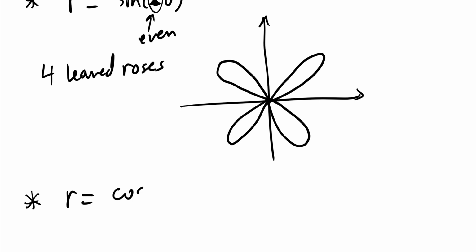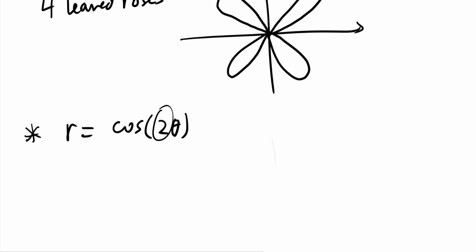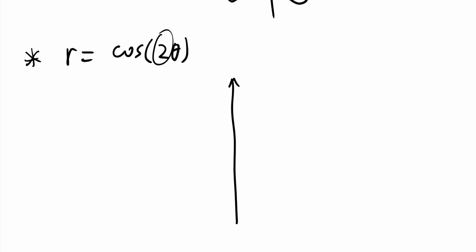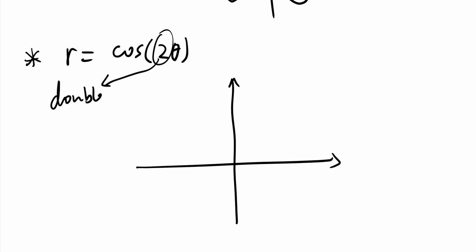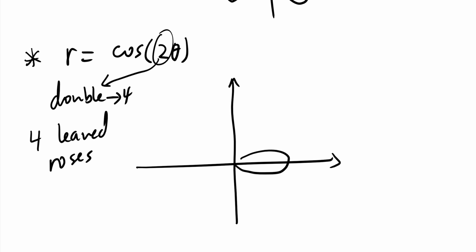Same thing happens with cosine. It's going to have double the even number, but the cosines go on the axes themselves. We're going to double it to get 4, so it's going to be 4-leaved roses. They come on the axes, so they go like this, 1, 2, 3, and 4. But are they identical? Yes, they don't look identical the way I drew them, but they are. They're supposed to be identical.